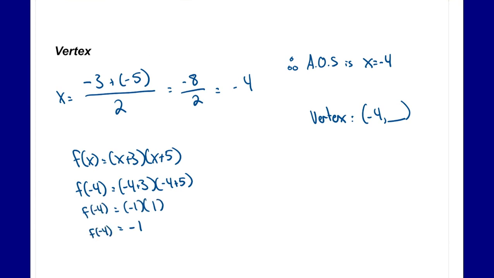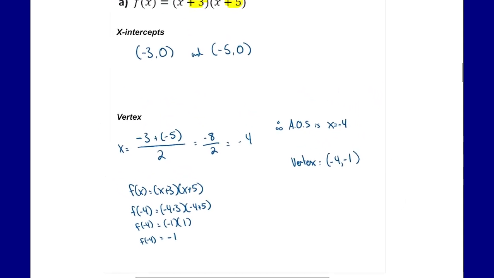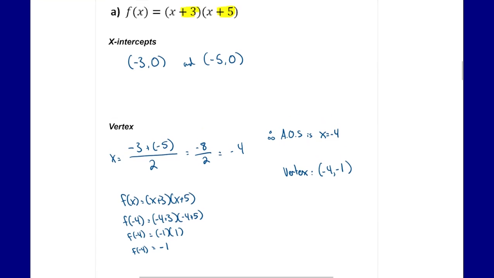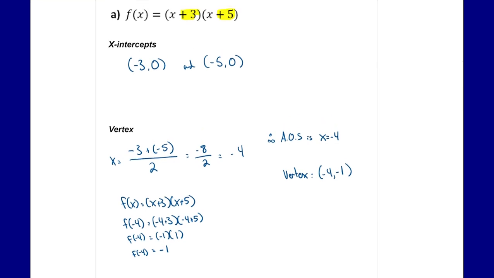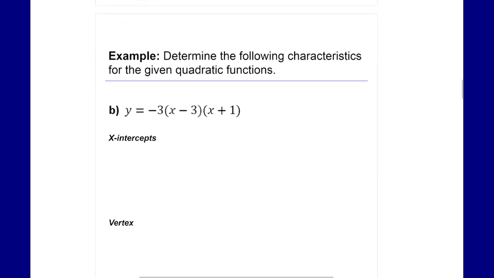So we now found the y value of our vertex. So our vertex is going to be (-4, -1). Now we have our vertex as well as the x-intercepts for this given function. We can go through and do another example, right?